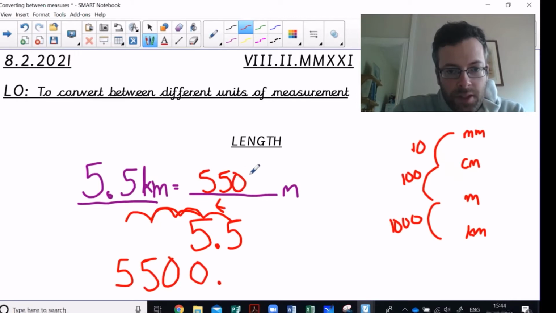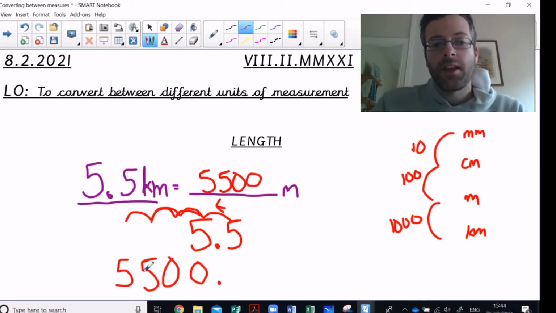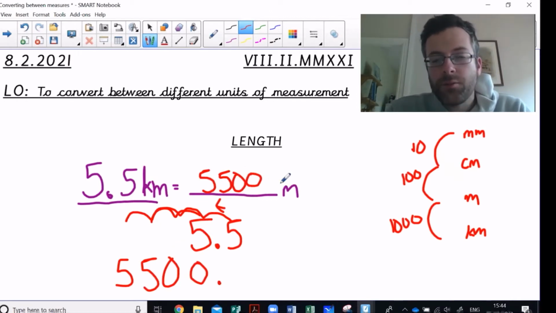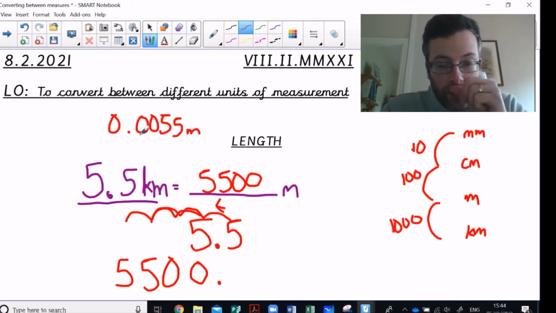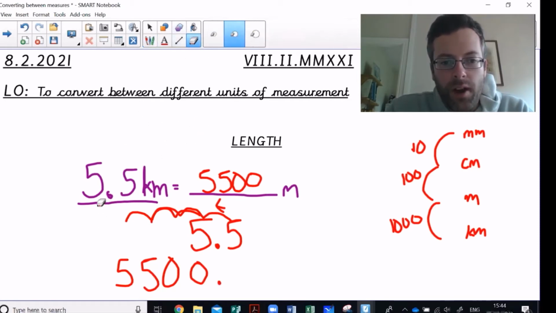So my answer is 5,500 meters. Does it make sense that there would be 5,500 meters in 5.5 kilometers? It does. If I'd done it the wrong way around, I'd have ended up with something like 0.0055 meters. That would mean there is way less than a meter in 5.5 kilometers, which isn't right, is it? So we need to make sure we go the right way.